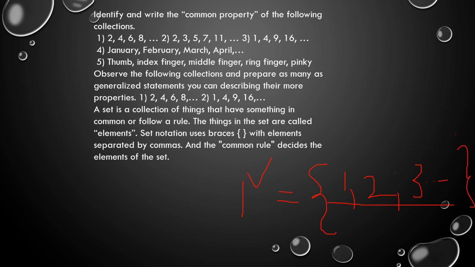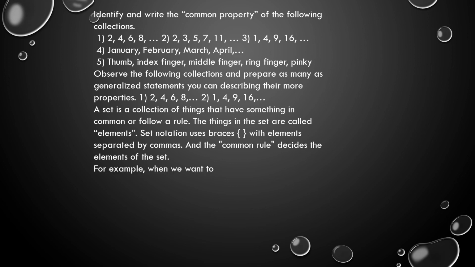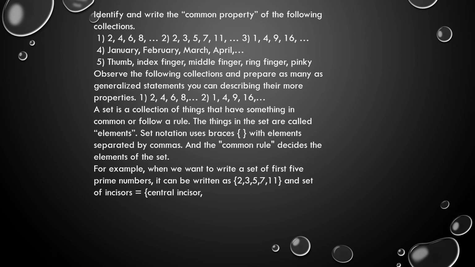We have already known about this. So the common property is a must. We have to identify the common property, because while describing a set it is very important to learn the common property. Now, some examples. If you want to write the set of the first 5 prime numbers, how can we write it? We write 2, 3, 5, 7, 11. And if they ask for the set of incisors in your teeth, then you have to write central incisor, lateral incisor.